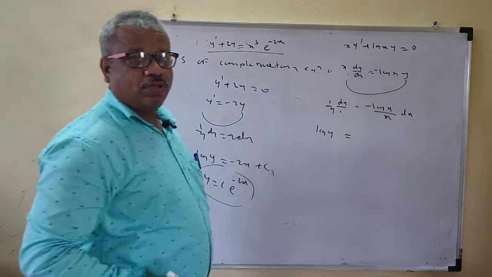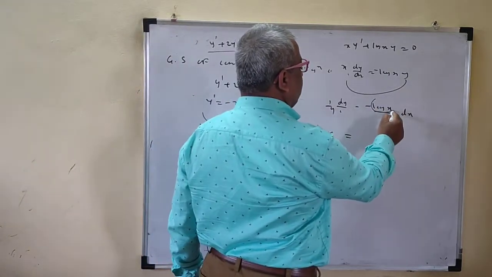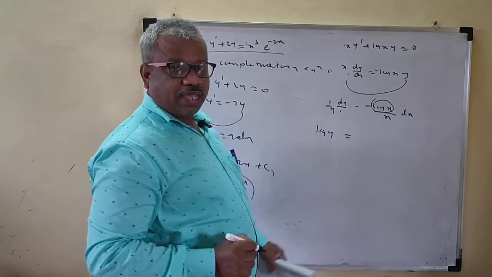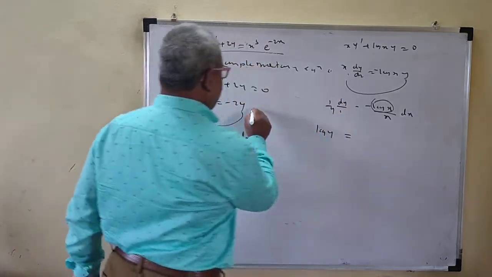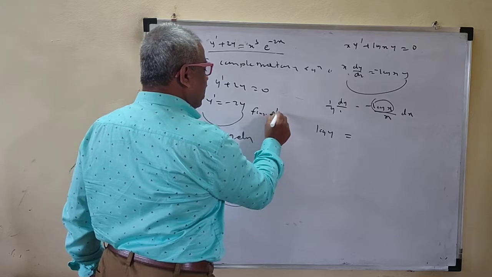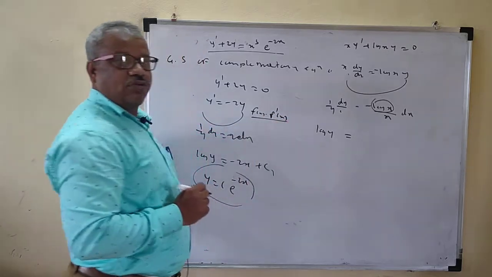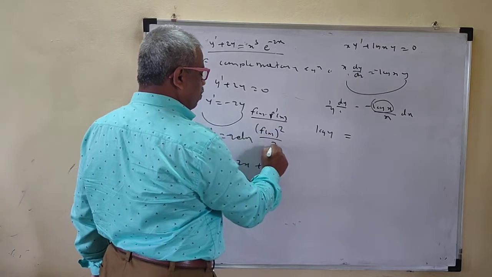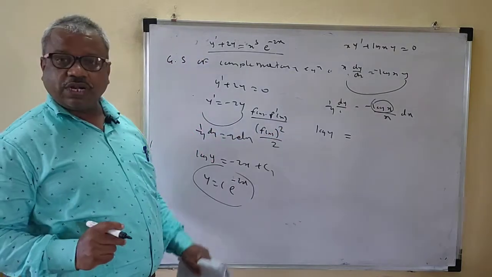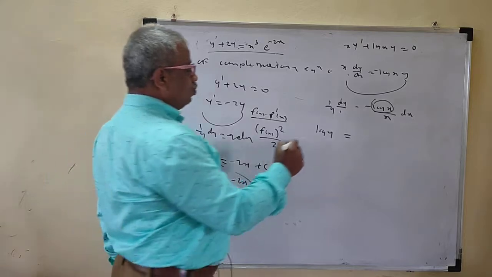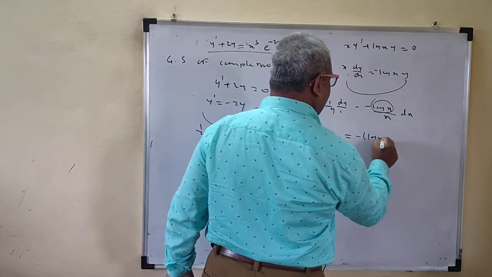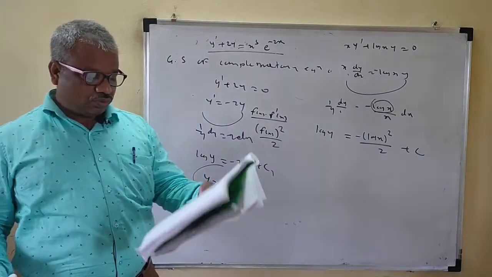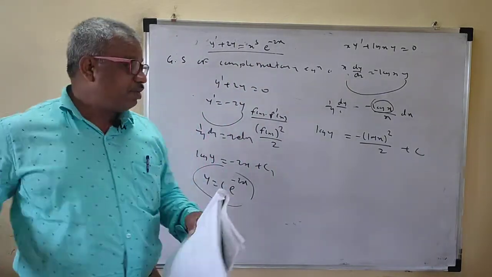See, the derivative of log x is 1 by x. So if we have f of x into f dash of x, then the integration is f of x bracket square upon 2. So this is minus log x bracket square upon 2 plus c. This will be your solution.